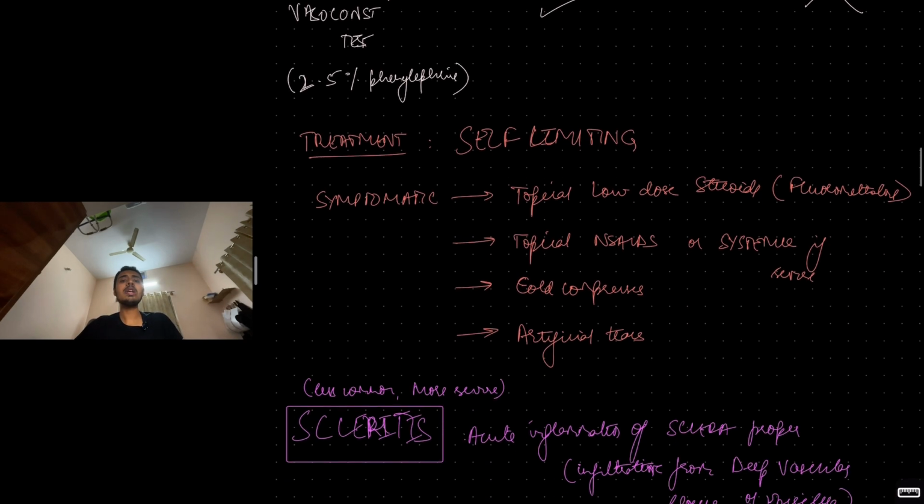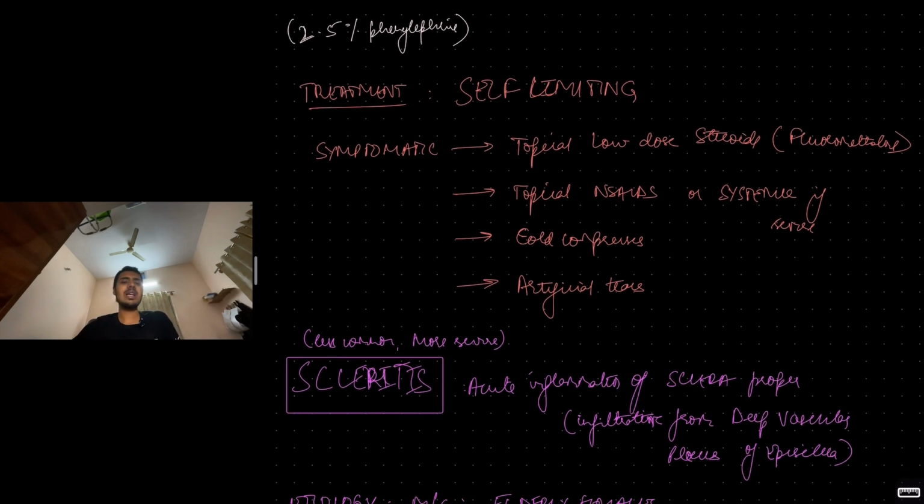Then coming to treatment. I told you episcleritis is completely self-limiting. It is not a very serious condition. So you will give symptomatic treatment. You will give topical low-dose steroids like fluorometholone to reduce the irritation. You will give topical NSAIDs or systemic NSAIDs if it is very, very severe.